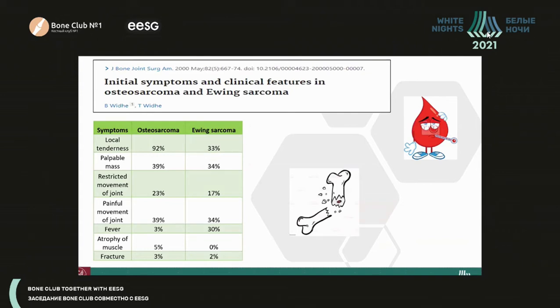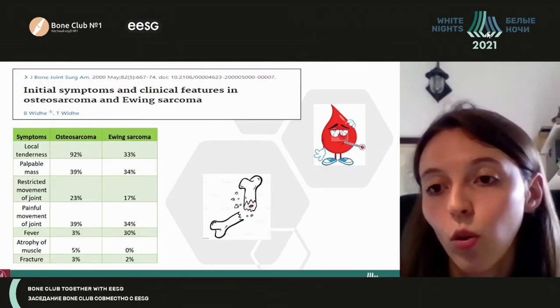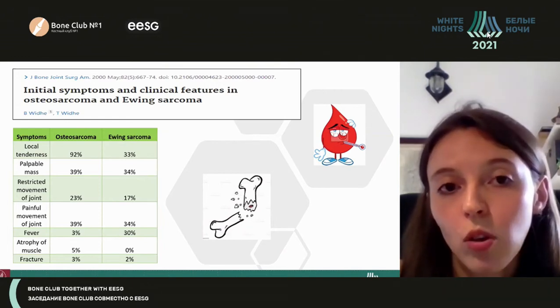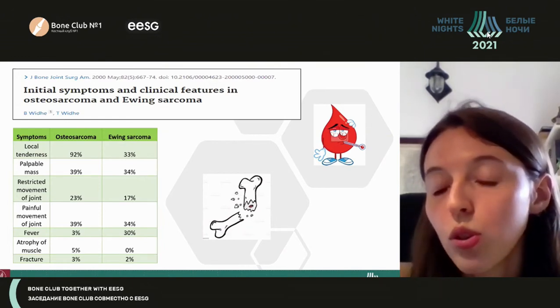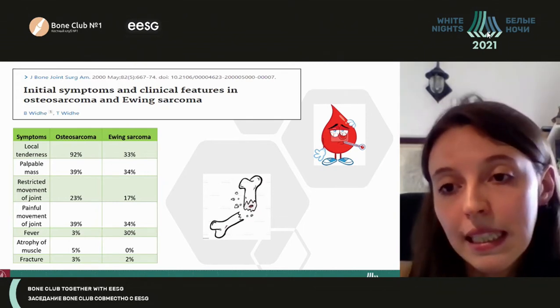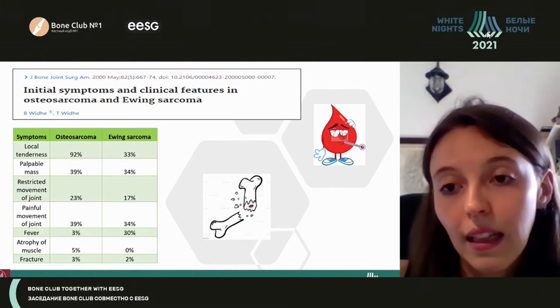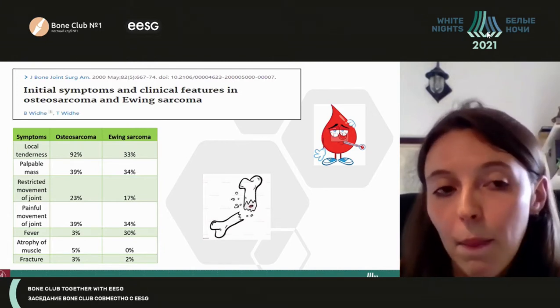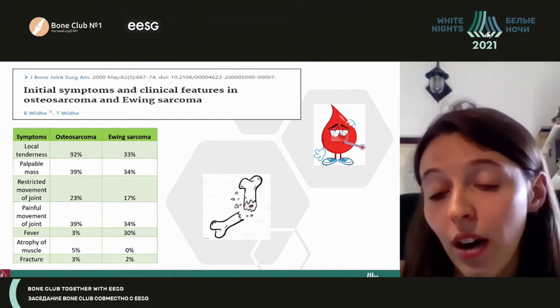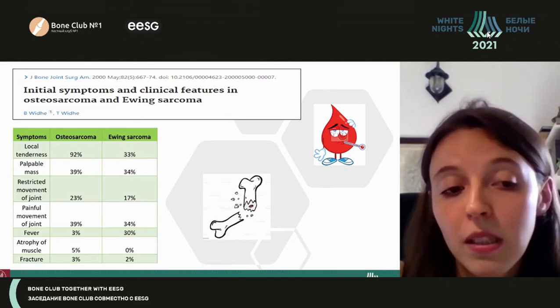This slide is just to remind that a patient with Ewing sarcoma can present with or without signs and symptoms, and these signs and symptoms are really similar to those of osteosarcoma, but they differ in terms of frequency. What we can see is that we can have a local tenderness, the presence of a palpable mass, and the patient can have pain, can refer also fever, and sometimes we can have also fracture.